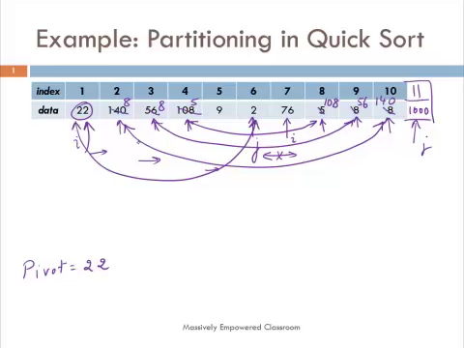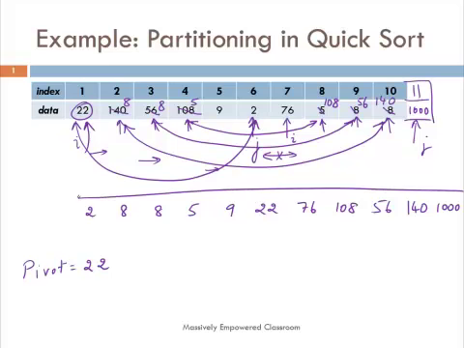That is, we interchange these two elements. So finally the new array that we get would be 2, 8, 8, 5, 9, 22, 76, 108, 56, 140, and this extra element 1000. So in this new array, the pivot is 22. It's not a new array, it's just the same array that has been rearranged. The pivot is 22, right?